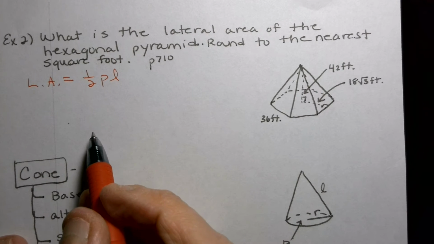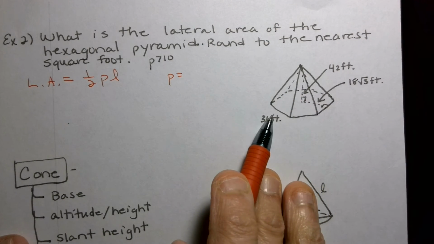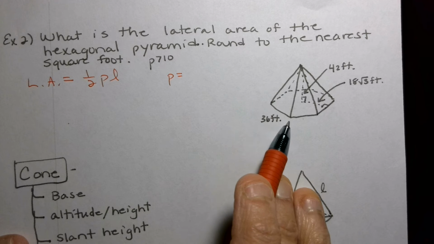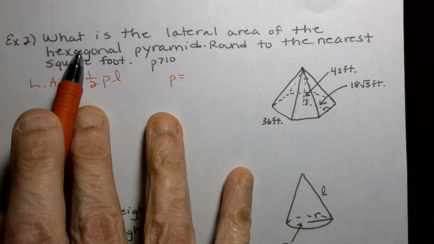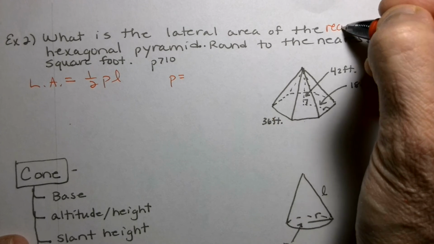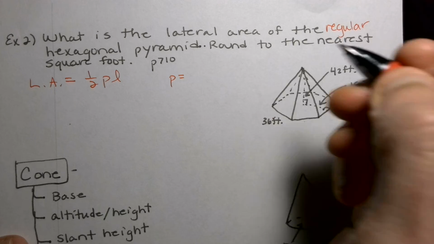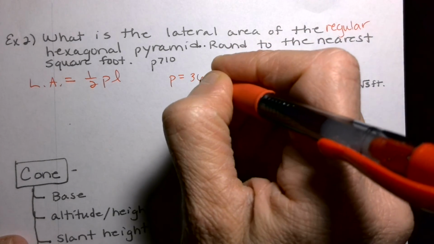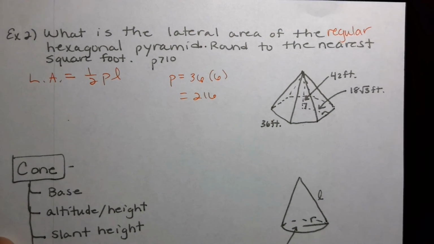All right, well, I need my perimeter. So I'm going to go over here and do my perimeter. I see one side is 36. And so I am going to multiply that. I'm going to assume it's a regular too. I noticed it didn't say regular. Should put that in there so we know all the sides are the same. And I have 36 times 6, which is 216.